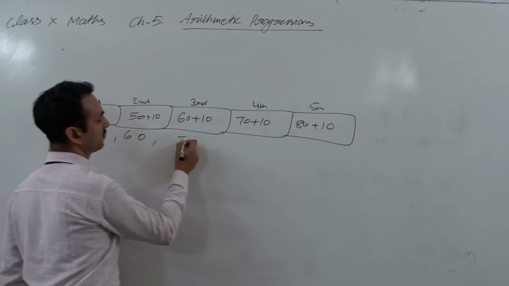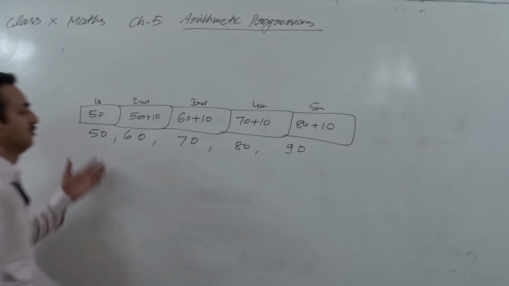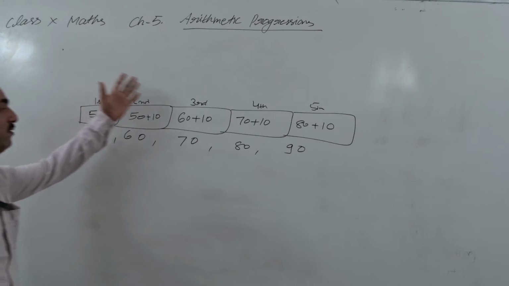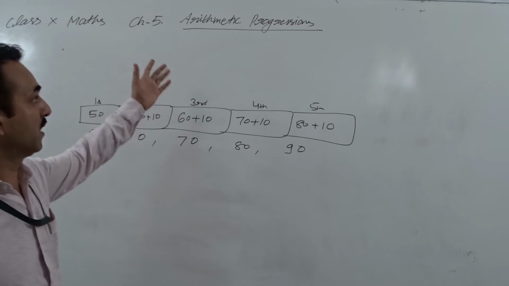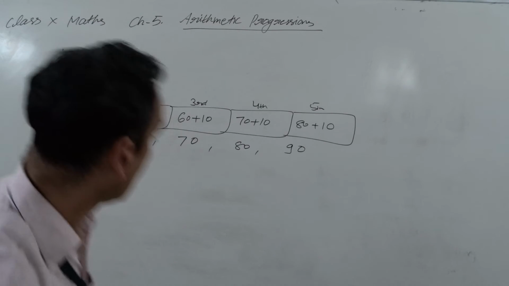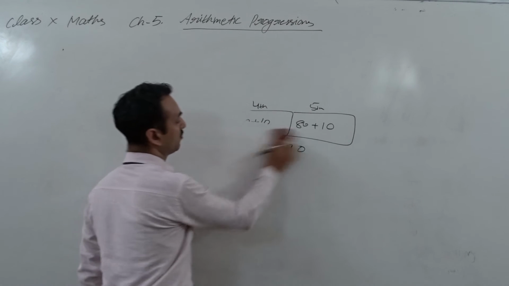You can see here. Okay, so this type of pattern of numbers, this type of series, is known as arithmetic progression. Now we will understand what are the basic terms related to arithmetic progression.